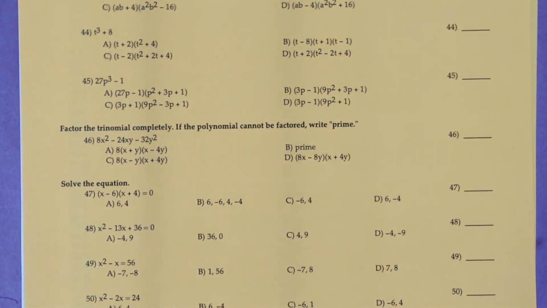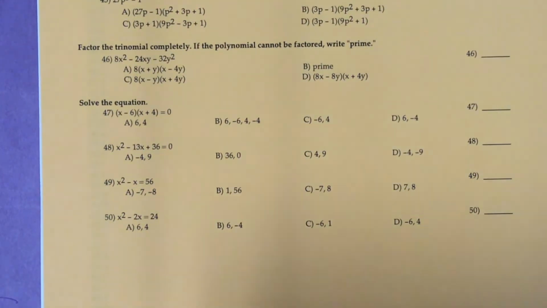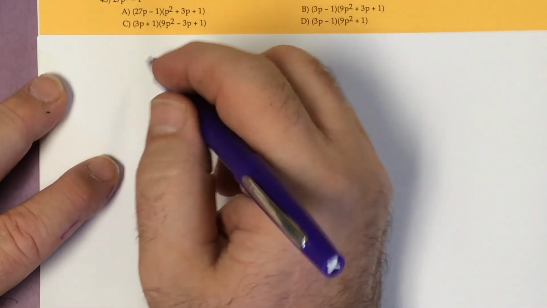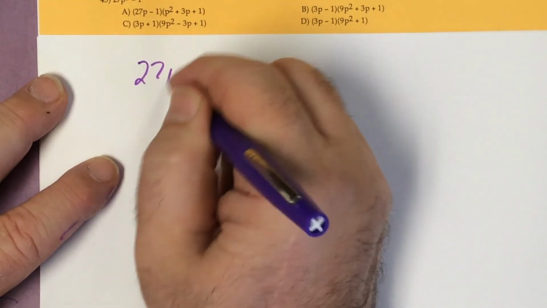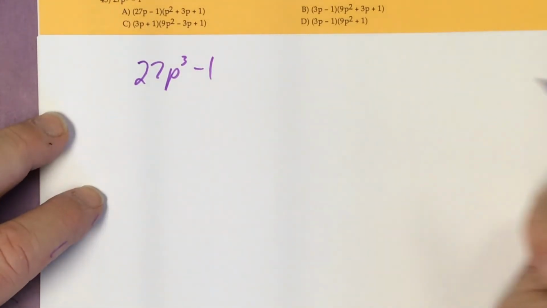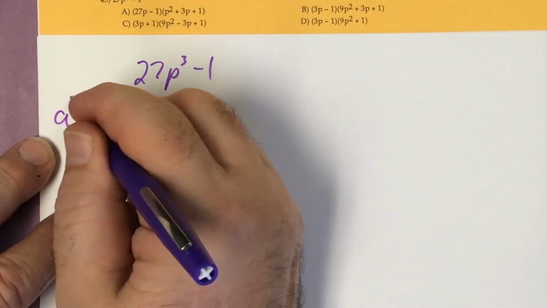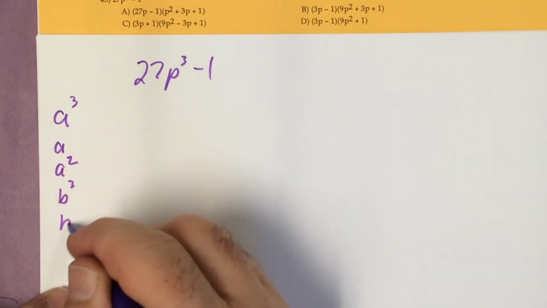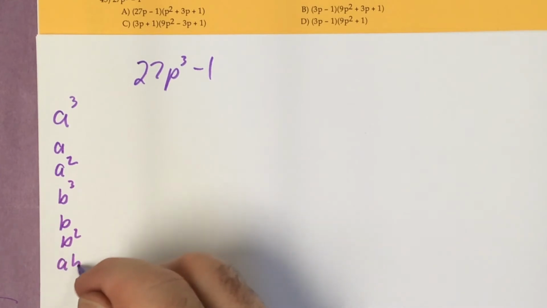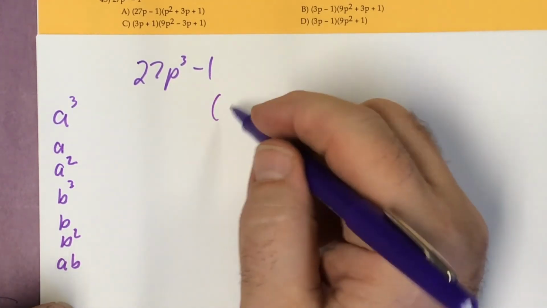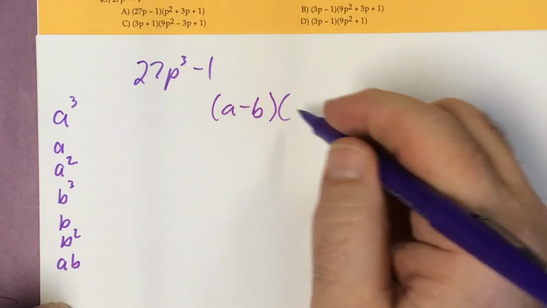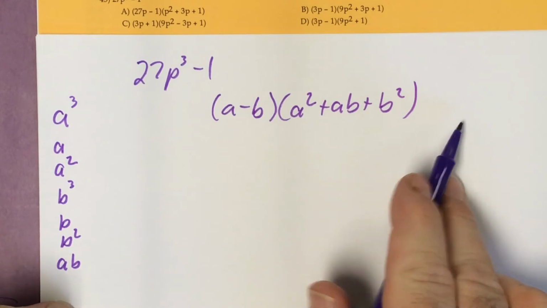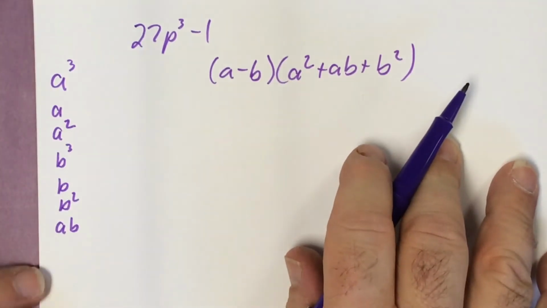I'll show you 45. It's done in a very similar way. There's no difference in the method other than there's a slight difference in the formula, which you guys need to know. So 45 is the difference of perfect cubes, which is 27p to the third minus 1. So I want to know what a to the third is, a squared, b to the third, b squared, ab. The formula for the difference of perfect cubes is a minus b times a squared plus ab plus b squared. All these formulas you need to know for the test.